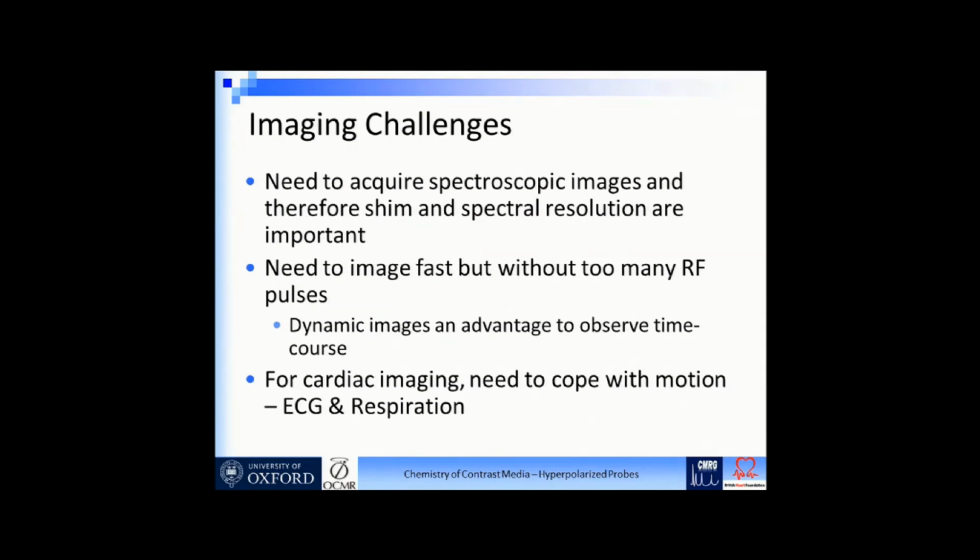In terms of imaging challenges, well, we generally want to acquire spectroscopic images, and therefore shim and spectral resolution become very, very important. We need to be able to localize different resonances within an MR spectrum. But we also need to be able to image fast and without too many RF pulses. Dynamic images are obviously an advantage because then you can observe those time courses and start to look at metabolic exchange rates. And from our point of view, cardiac imaging or any torso-based imaging, we need to cope with motion in the form of ECG and respiration gating, probably.